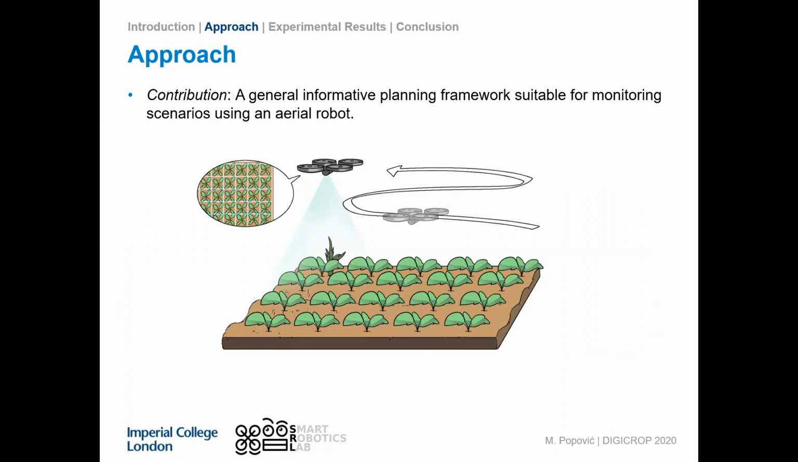To address this, our contribution is a general informative planning framework suitable for monitoring using an aerial robot. We consider the robot navigating in a 3D space equipped with a downward-facing camera above a flat terrain, as shown.